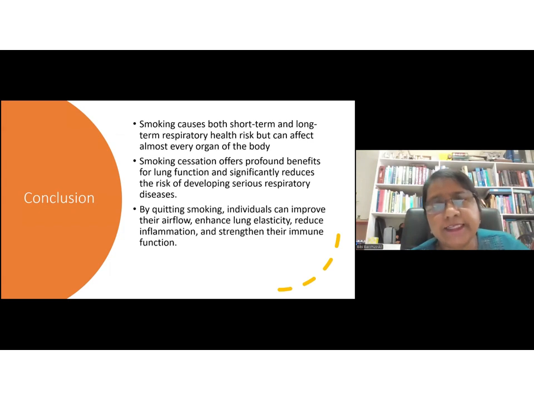In concluding, smoking causes both short-term and long-term respiratory health risks, and can affect almost any organ in the body. Smoking cessation offers profound benefits for lung function and significantly reduces the risk of developing serious respiratory diseases. By quitting smoking, individuals can improve their airflow, enhance lung elasticity, reduce inflammation, and strengthen their immune function.